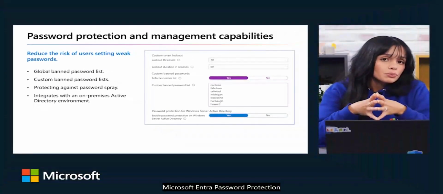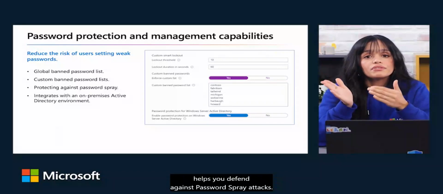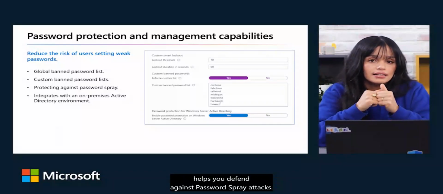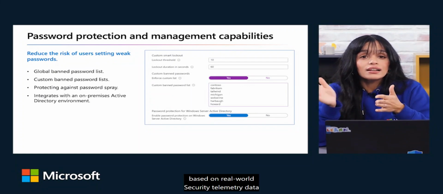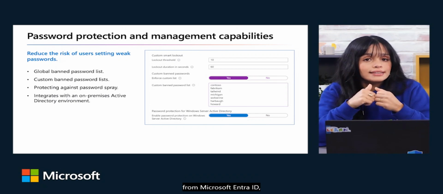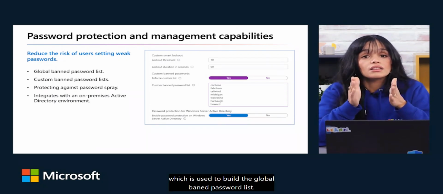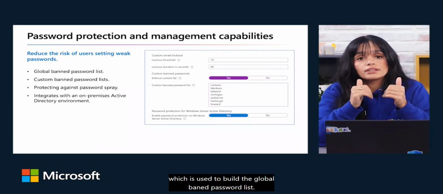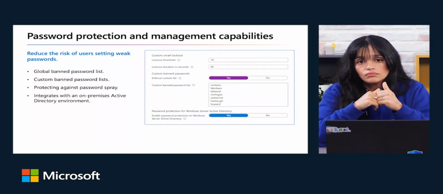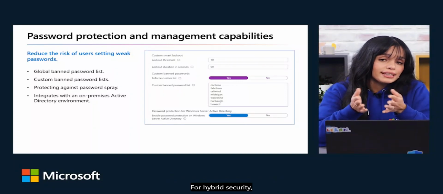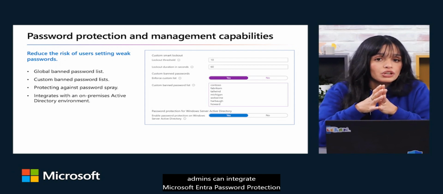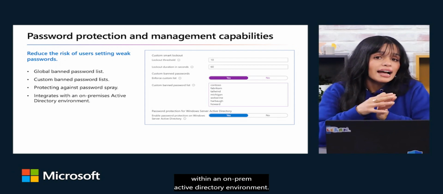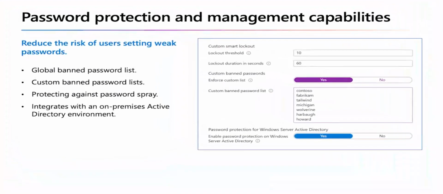Microsoft Entra Password Protection helps you defend against password spray attacks. Microsoft does this protection based on real-world security telemetry data from Microsoft Entra ID, which is used to build the global banned password list. For hybrid security, admins can integrate Microsoft Entra Password Protection within an on-prem Active Directory environment.